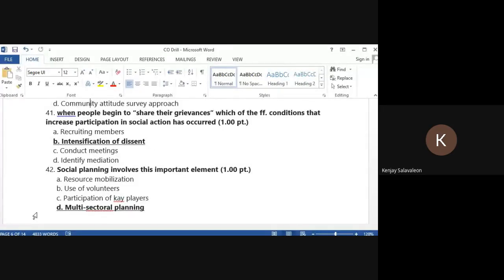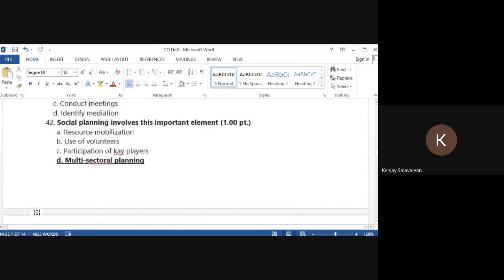42. Social planning involves this important element. The correct answer is multi-sectoral planning. Participation of key players, use of volunteers, and resource mobilization. These are elements of locality or community development.